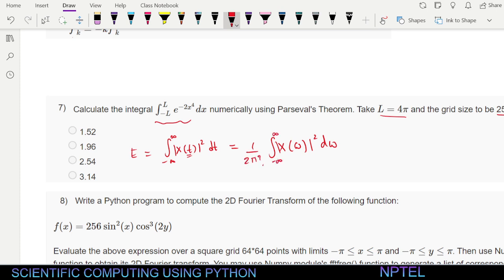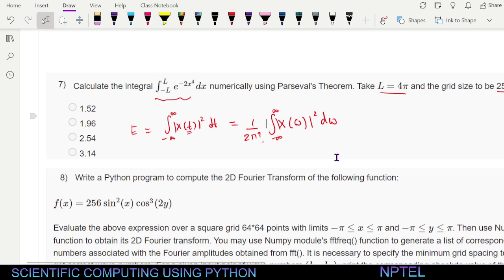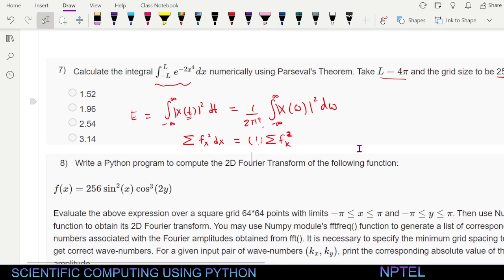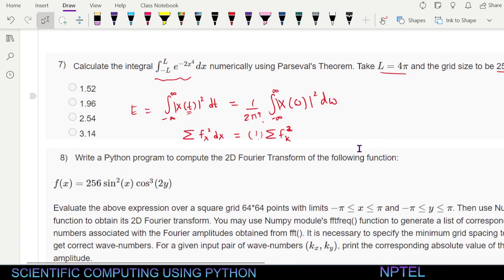This is the way I generally know, but we have a function of x, right? And it's discrete. So for the discrete one, I think it is the sum over f(x) square dx is the sum over f(k) square. Okay, and then there was some coefficient. We'll see that when we do the problem. But that's the idea, and this is approximately the integral, right? This is f(x) square dx.